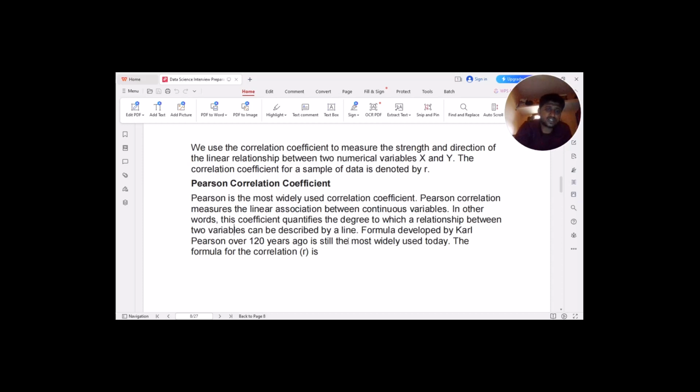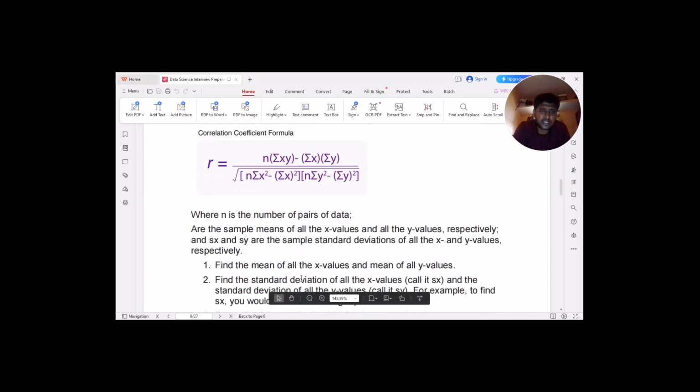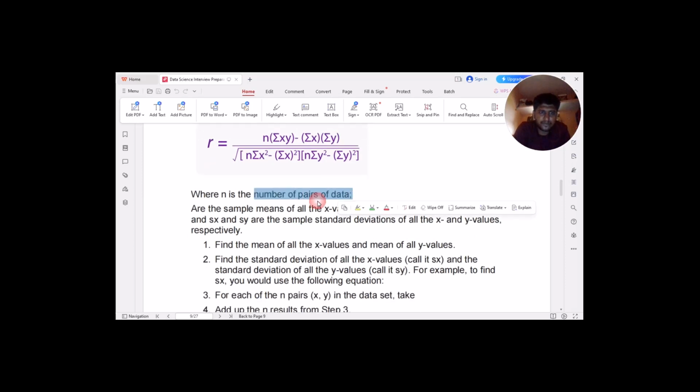The formula for the correlation r is r equals n times the summation of xy minus the summation of x multiplied by the summation of y, divided by the square root of [n sigma x squared minus (sigma x) whole squared] times [n sigma y squared minus (sigma y) whole squared]. Here n represents the number of pairs of data, the x-bar and y-bar are the sample means of all the x values and y values respectively, and sx and sy are the sample standard deviations of the x and y values.